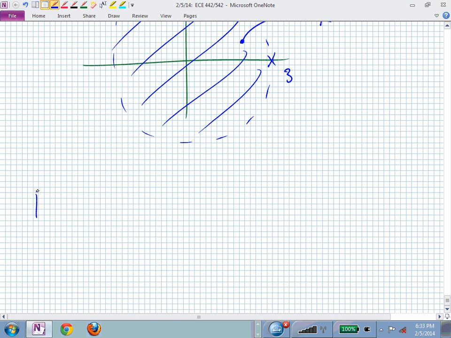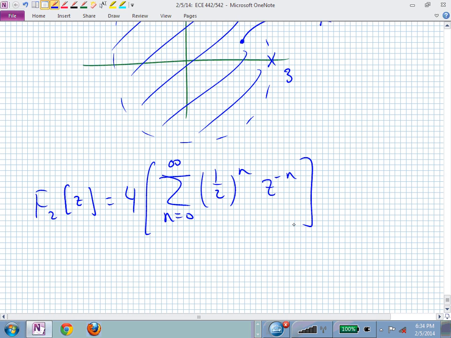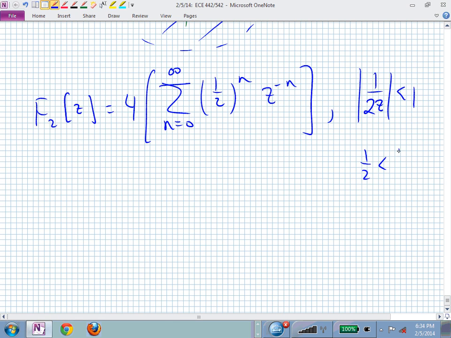F sub 2 is now 4 times this sum from n equals 0 to infinity of 1/2 to the n, z to the minus n, and when does that converge? If I say this is now 1 over z to the n, that z can go downstairs with 2, and I have 1 over 2z to the n. My indices are positive, so that 1 over 2z needs to be less than 1. Or z now needs to be bigger than 1/2.